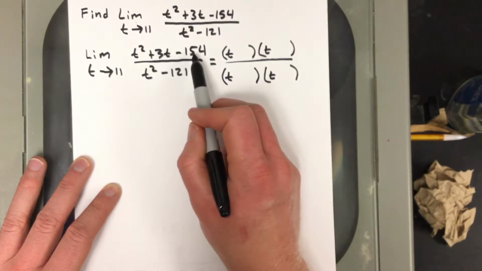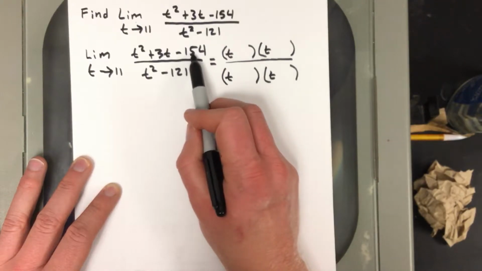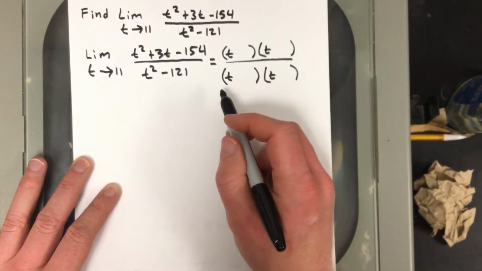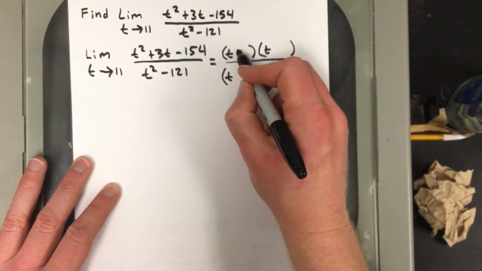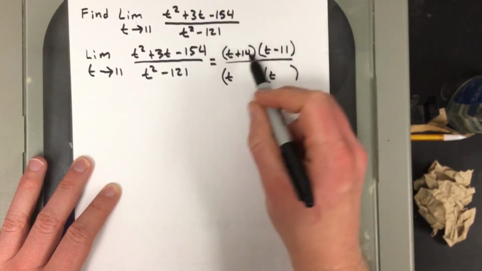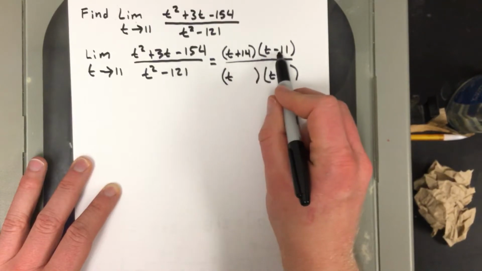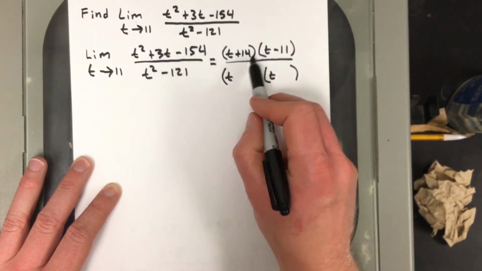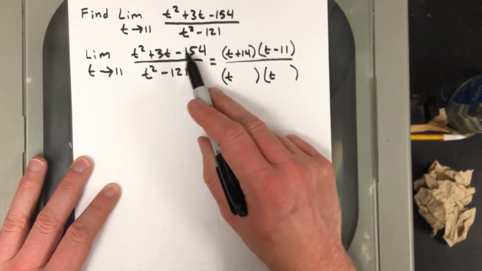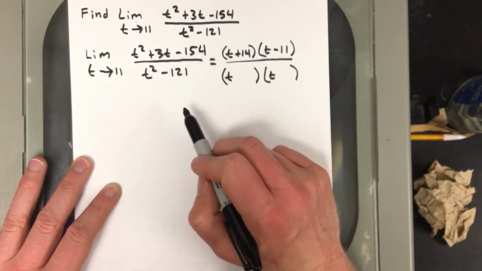I kind of cheated beforehand, but in my calculator I quickly went through and divided some stuff out, and I found that some factors of negative 154 are 14 and negative 11. So we're going to write down plus 14 here and then minus 11. You can see that the difference between 14 and 11 is 3. So 14t minus 11t still gives me that 3t when I add them, but if I multiply those, I get negative 154.